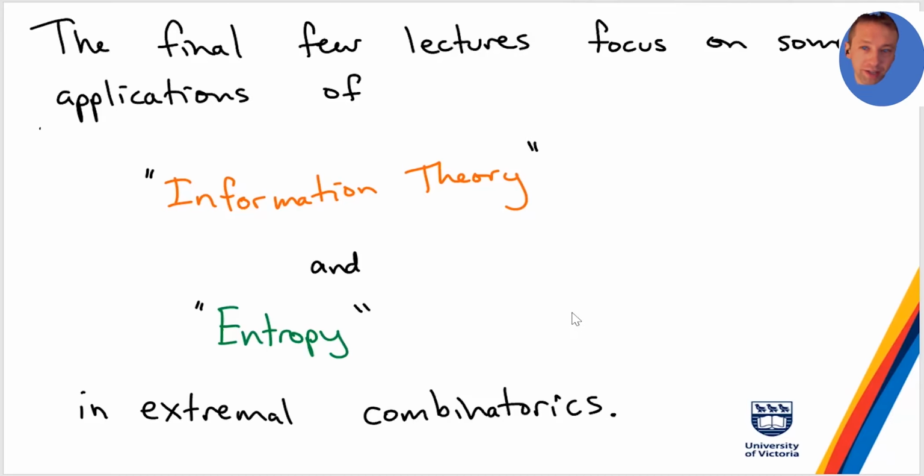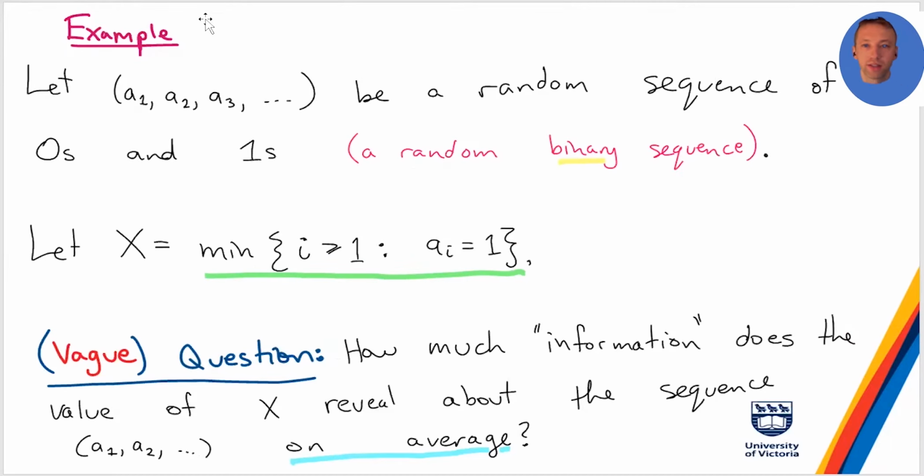So yeah, the final few lectures are going to focus on applications of information theory, and specifically entropy, in extremal combinatorics. Although, like a lot of things in this course, I mean, how many times have I said the word convexity? It's happened so many times. In some sense, this is again going to be different kinds of applications of convexity and maybe concavity, but it's the same thing, just in a different way than we've seen.